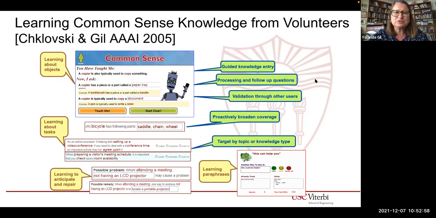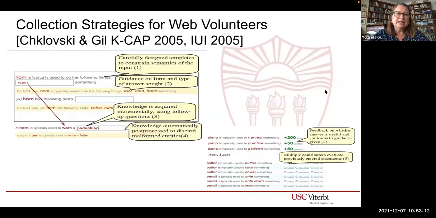We validate through other users. We proactively follow up to expand what we know. And there's always some type of knowledge that we're after in each of the templates and each of the prompts. Next. The templates are designed so that we know how to follow up with other questions. We would give them scores and points. That was very popular. We told them when other contributors agreed with them. So we had a fair amount of work on how to keep these volunteers engaged.